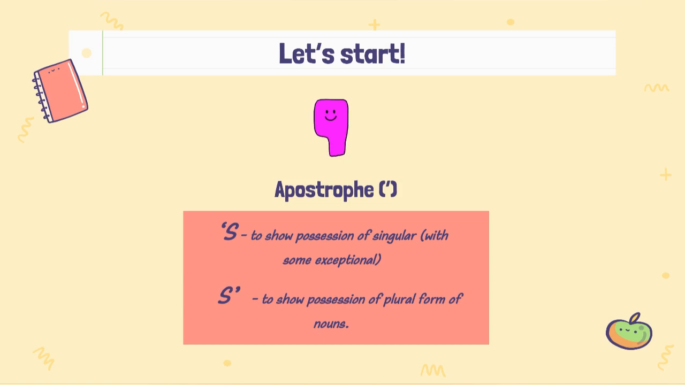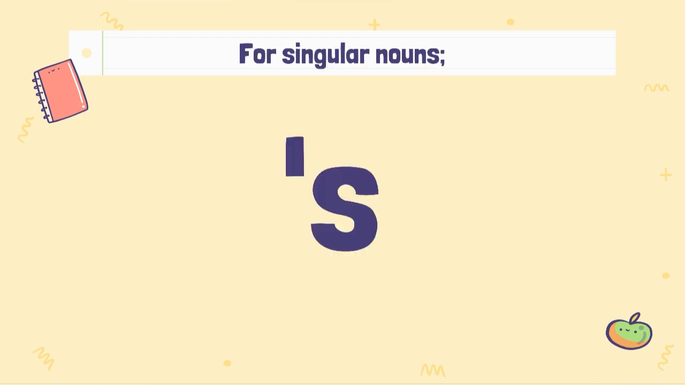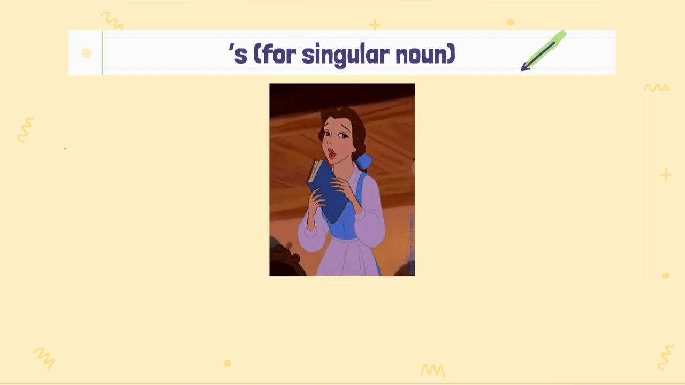Let's start with the apostrophe symbol. The apostrophe symbol kind of looks like the comma symbol. I think all of you already know what a comma looks like. That's what an apostrophe looks like, the one that I show you here. Only the position is different. To show possession of singular nouns, we use apostrophe S. Apostrophe comes first and then S.